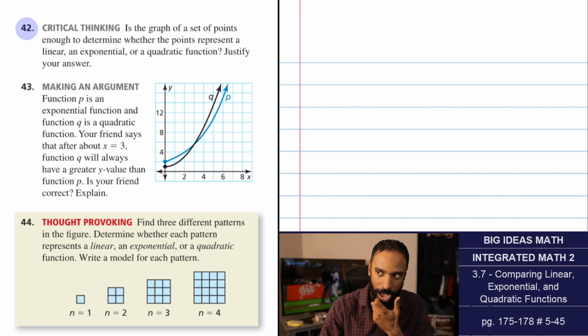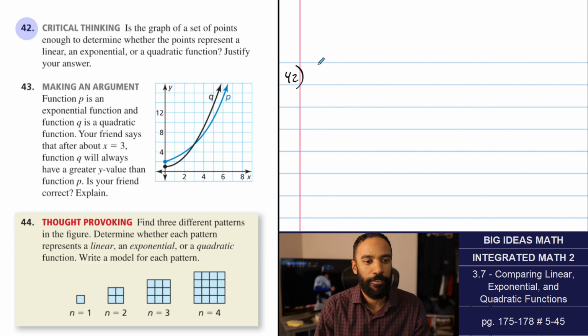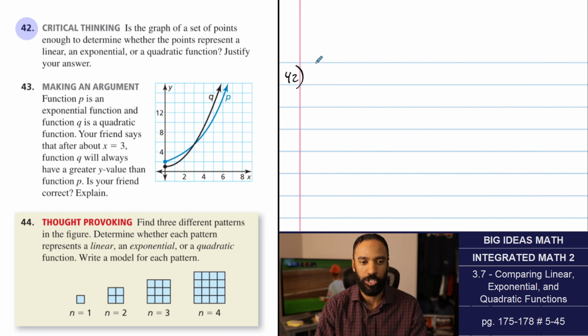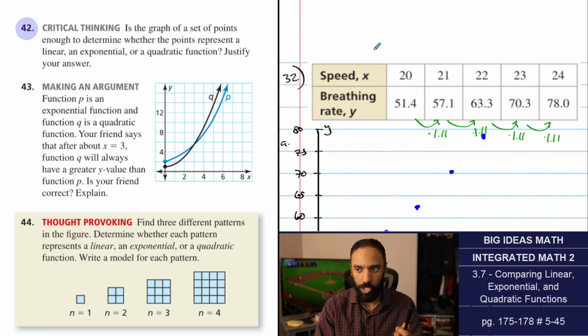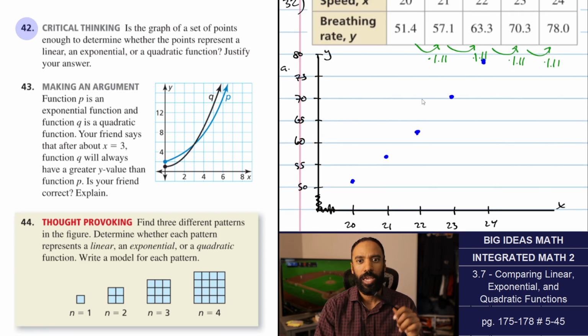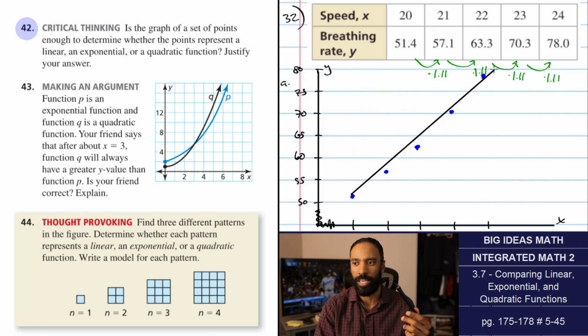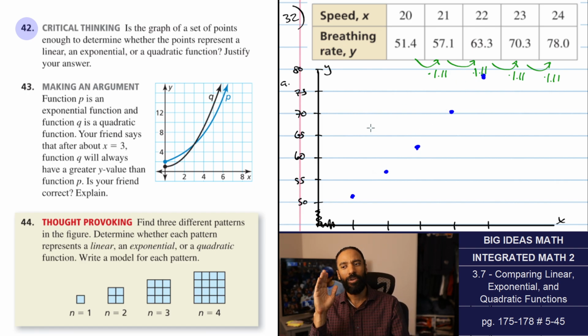Just from patterns. 42, critical thinking. Is the graph of a set of points enough to determine whether the points represent a linear, exponential, or quadratic function? Justify your answer. Well, we saw one where I really wasn't sure. Remember this one? This one here, number 32. It was a very zoomed in look. And listen, I used a line tool to say, it's not quite linear, but I approximated everything there. It really was a small snapshot of what this whole thing was.